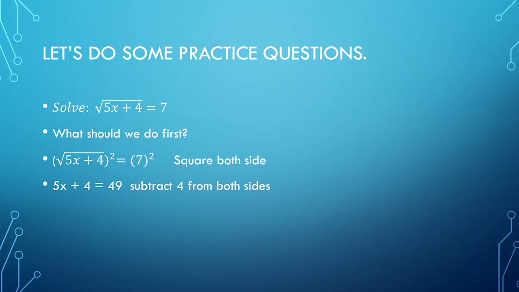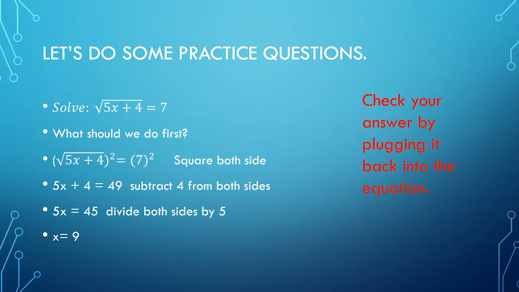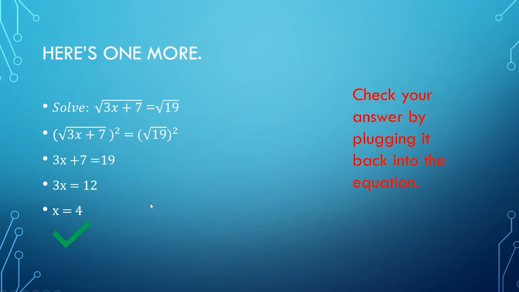Now that is a basic equation there. You want to subtract 4 from both sides. You get 5x equals 45. Divide both sides by 5. You get x equals 9. Check your answer by plugging it back into the equation. Take that 9. 9 times 5 is 45. 45 plus 4 is 49. The square root of 49 is 7. That is correct. Great job.